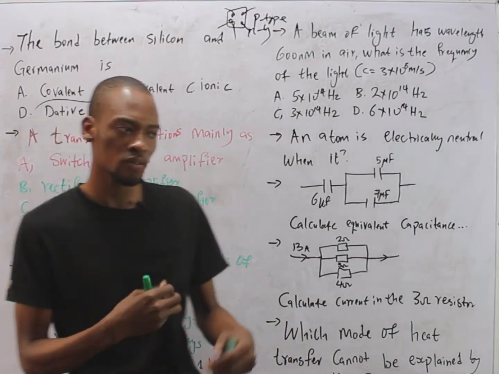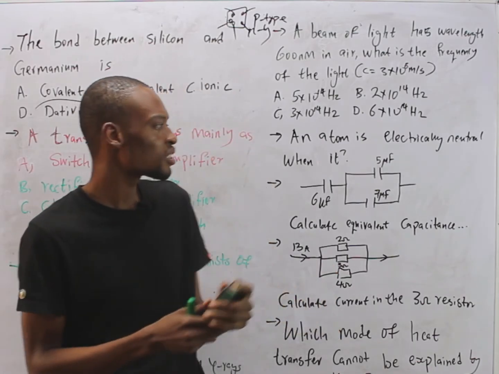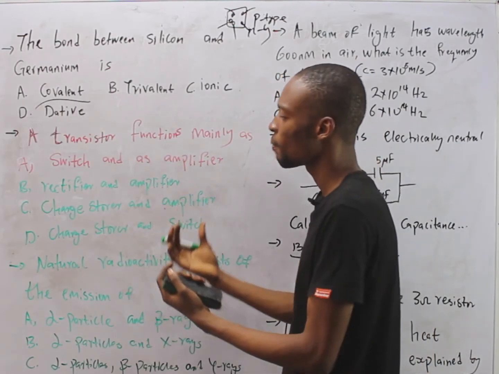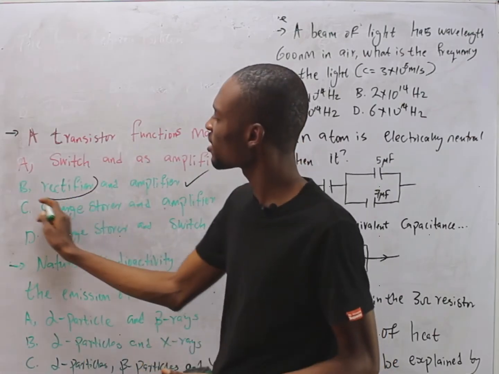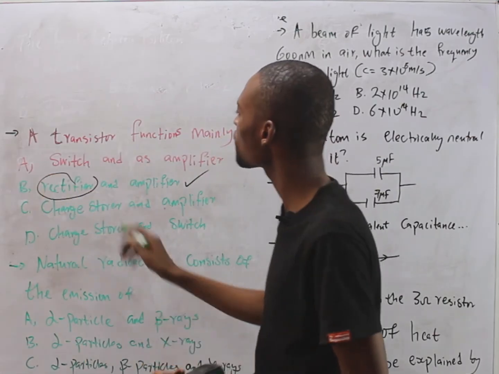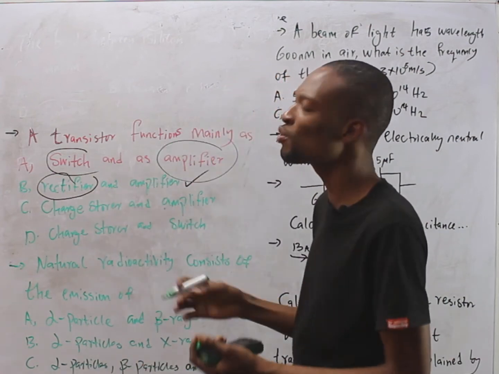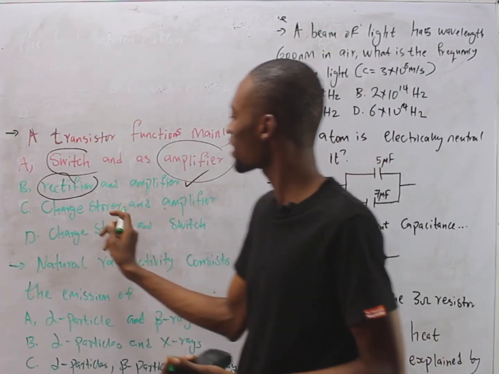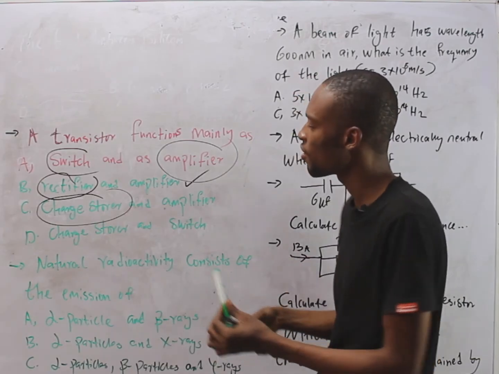In metals, electrovalent bonding is dominant because metals easily donate electrons between metals and non-metals. We've answered that type of question. A diode is a rectifier. A transistor functions as a switch and as an amplifier. These are the 2 main functions of transistors, while a capacitor is a charge storer. That answers this question.